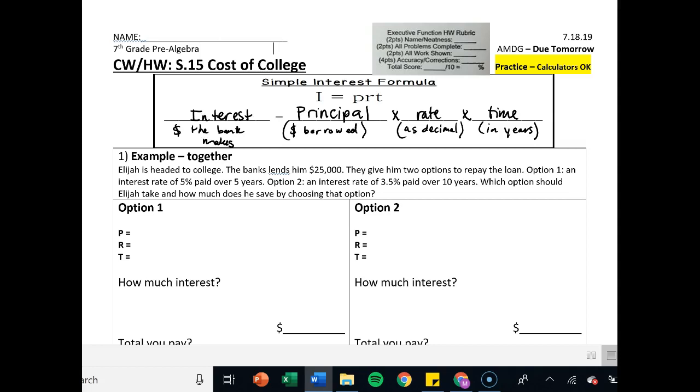So, remember from yesterday or S.14, your simple interest formula is I equals PRT. I stands for interest, or the money the bank makes just because you borrowed from them. Principal is the money that you borrow. Rate is the interest rate as a decimal. And then time is the amount of time you're going to pay off the loan in years, right?